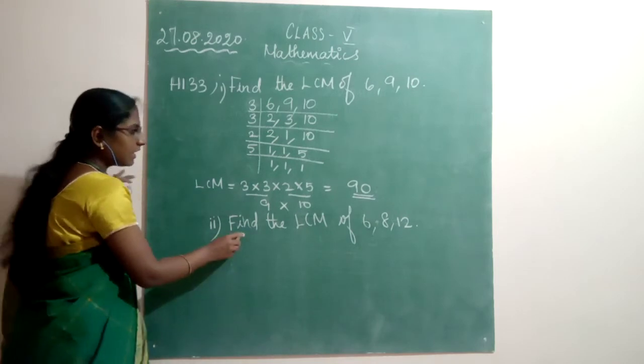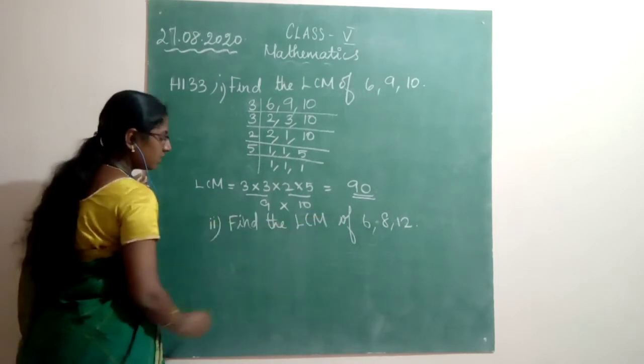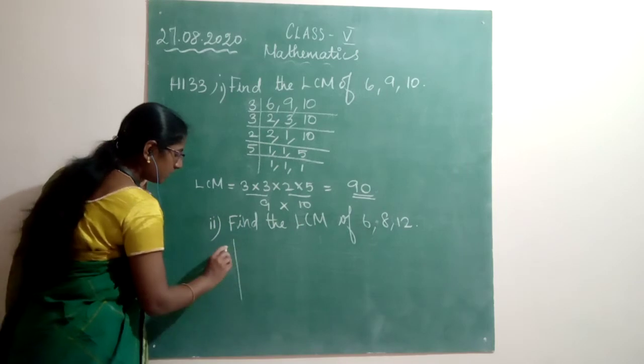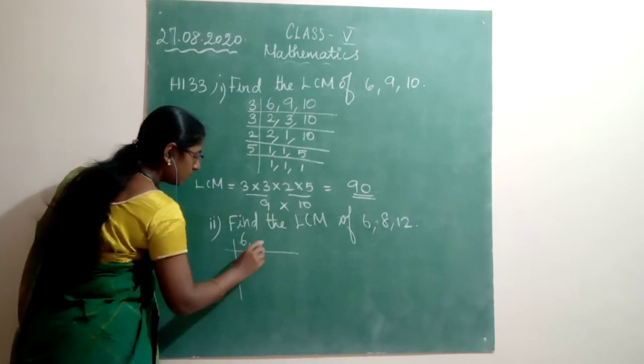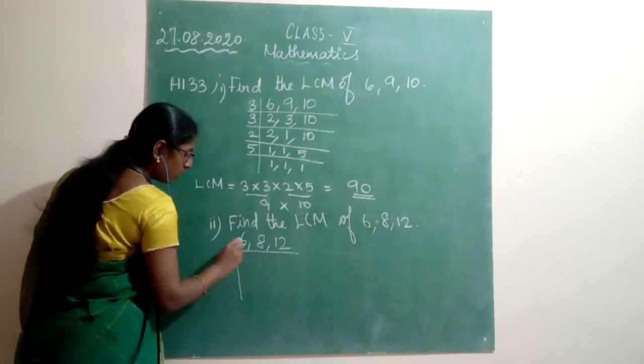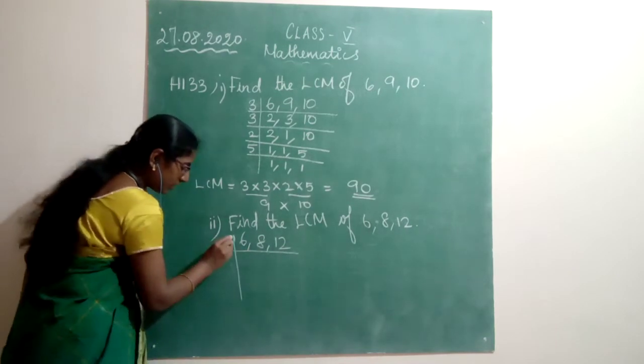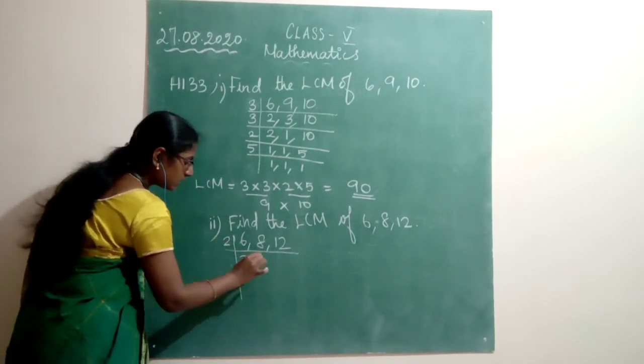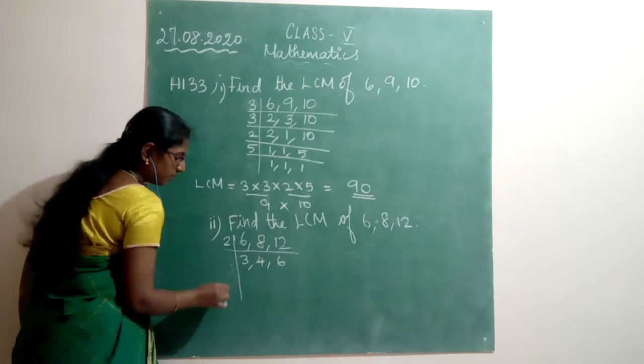Next, find the LCM of 6, 8 and 12. So listen here. 6, 8, 12. All the three numbers will come in 2 table, right? So I will take 2. 2 3s are 6, 2 4s are 8, 2 6s are 12.